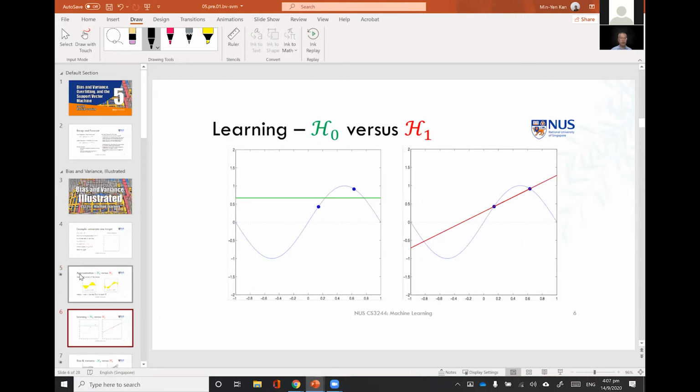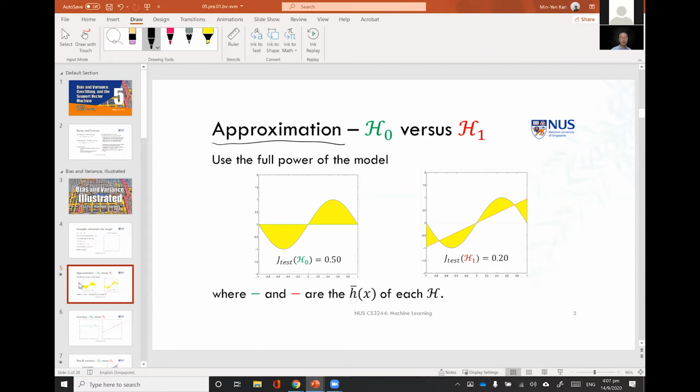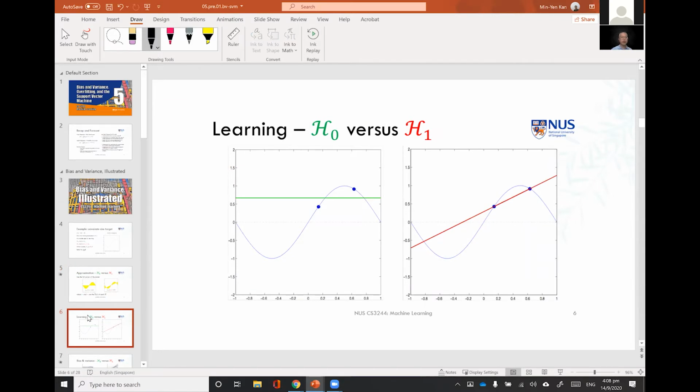Now, the difference, of course, is this word. So we're doing approximation here. So we have the full function and we're trying to approximate it with whatever hypothesis class we have. But in the case of something like learning, we don't have that. So in learning, we don't get the full data set. We don't see the entire function. We only see particular data sets.